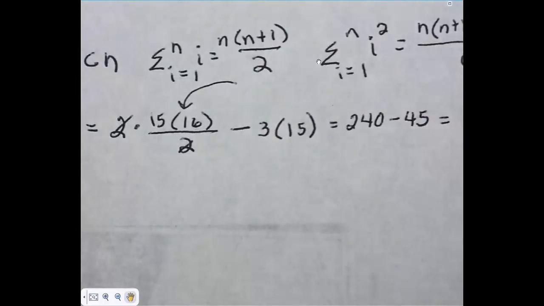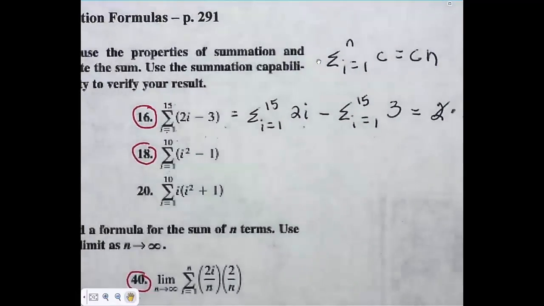That's faster than if we had let k be, what did we start with? 1? Let k be 1, let k be 2, let k be 3, let k be 4, all the way up to let k be 15. The summation formulas just helped us to do that more quickly. So grab your buddy and see if you can figure out number 18.